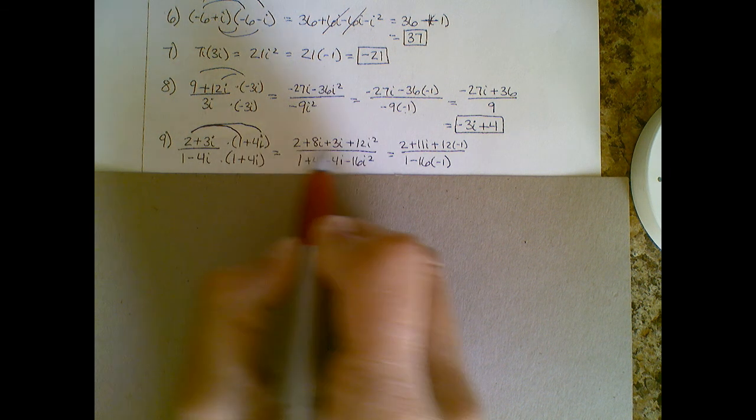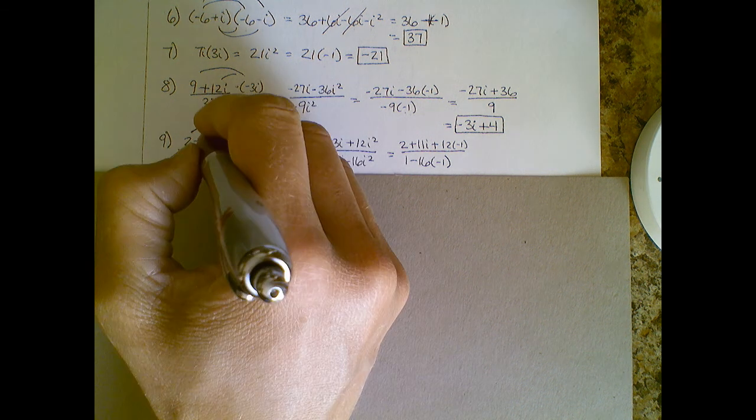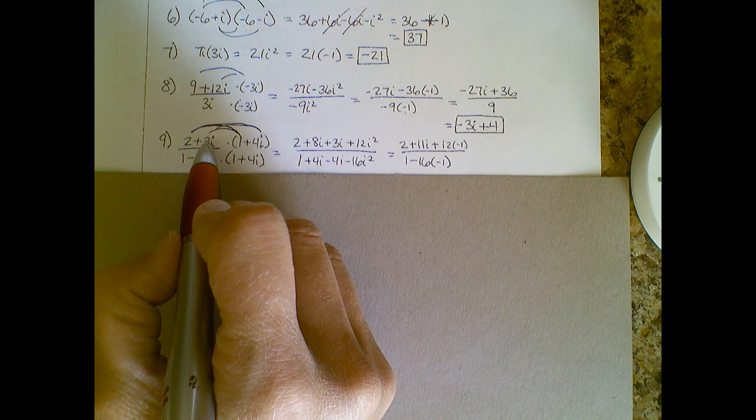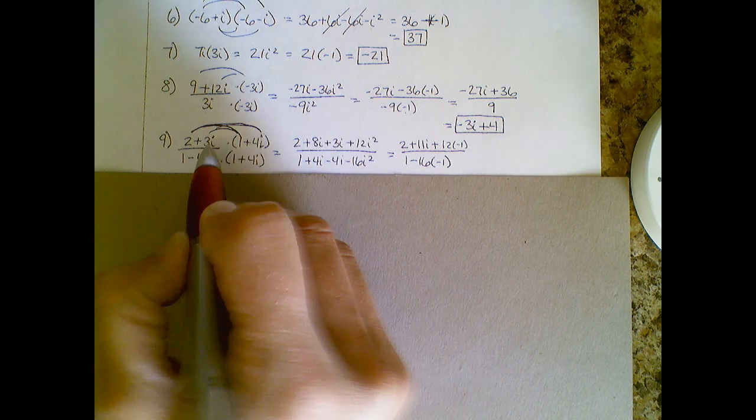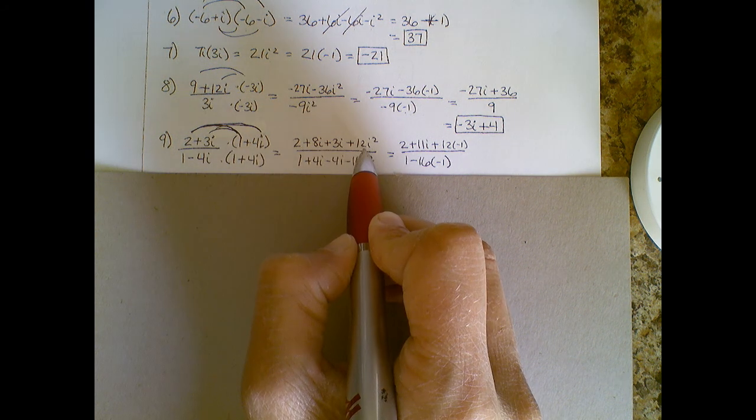So 2 times 1 is 2. 2 times 4i is 8i. Now distribute this 3i. So 3i times 1 is 3i. 3i times 4i is 12i squared.